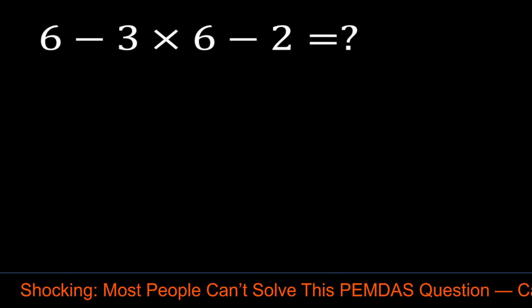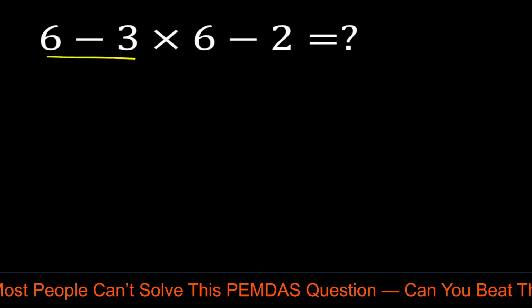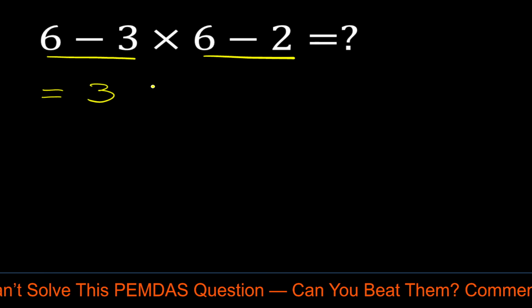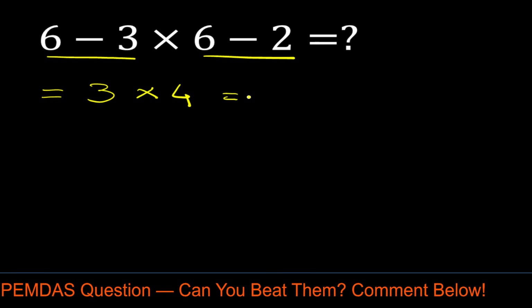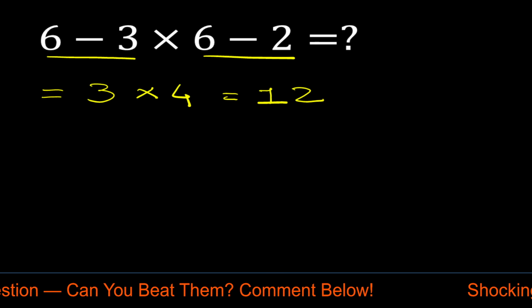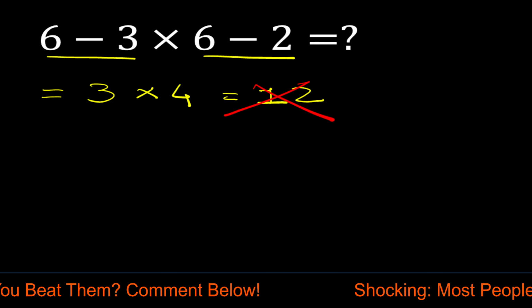So most people solve this question like 6 minus 3. So 6 minus 3 is equal to 3, right? Then 6 minus 2. So 6 minus 2 is equal to 4, right? Now 3 times 4. So 3 times 4 is equal to 12, right? But this answer is not correct. This answer is completely wrong.